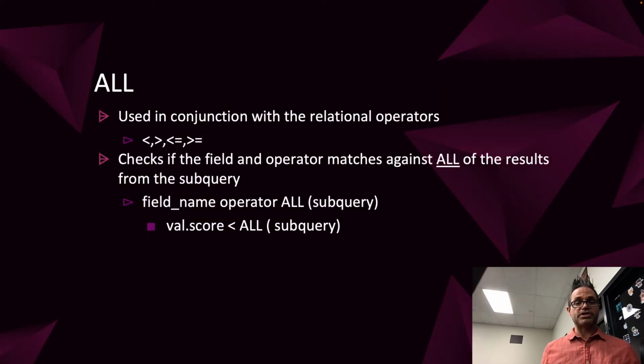The ALL keyword is also used in conjunction with the relational operators with less than, greater than, greater or equal to, or less than or equal to. And it checks to make sure it matches against all of those results. So you have to make sure that every single one is the same type of value. In this case, field name operator ALL subquery. So like val.score is less than ALL, and then pass it the subquery. So it's going to make sure it's less than all those values in that entire table's results. So just as an FYI, if you're using the ALL, it has to match against all of them.